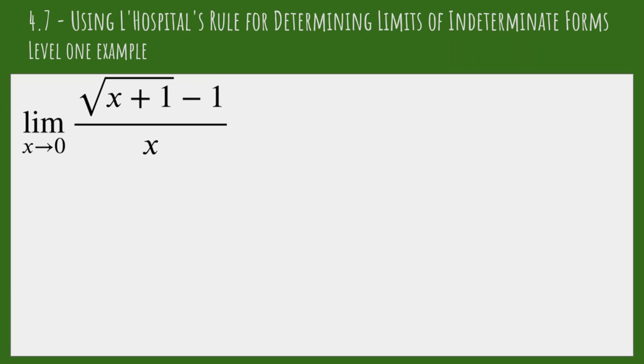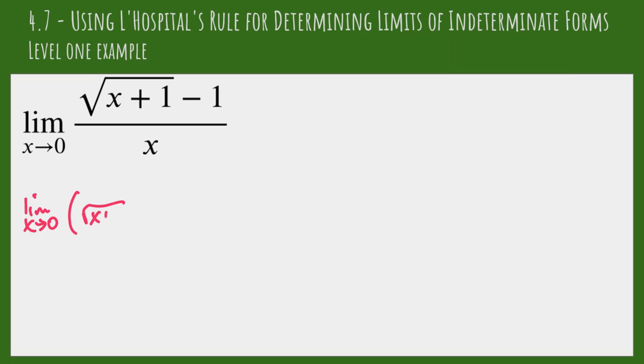Next example here, if we try using direct substitution, we're going to get, if we plug 0 in, the square root of 1 is 1, minus 1 is 0, and then on the bottom, x is just going to be 0. So we have another one here that we are going to use L'Hopital's rule, but like the other examples, we do need to show that each of those limits is equal to 0 first.